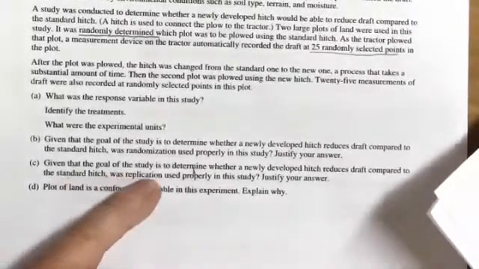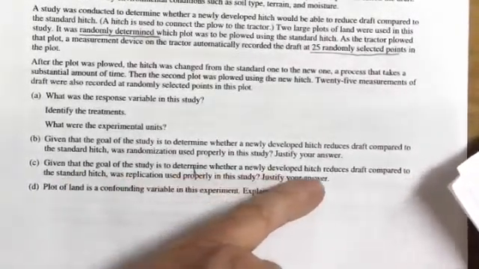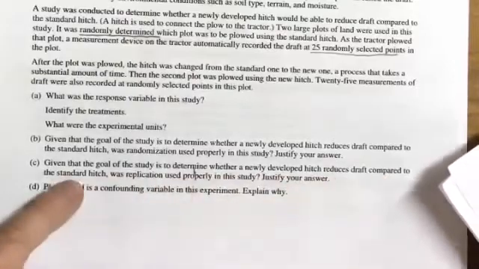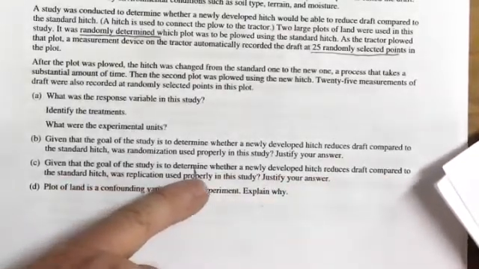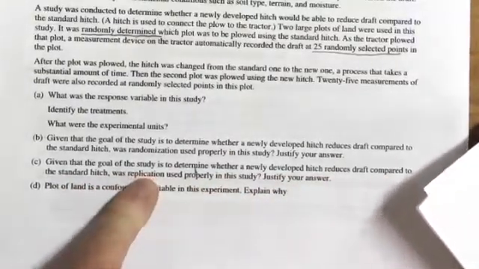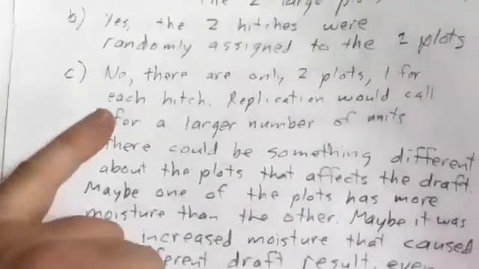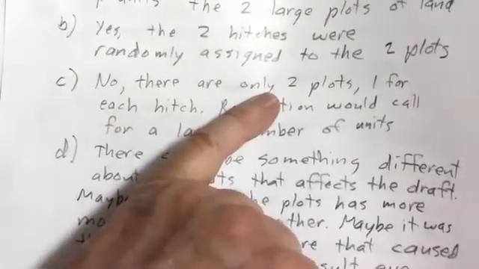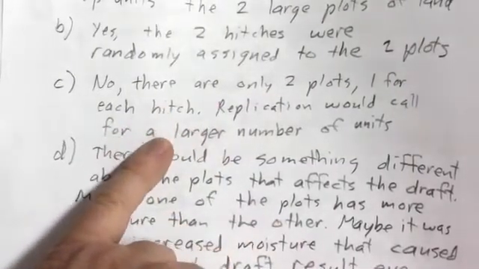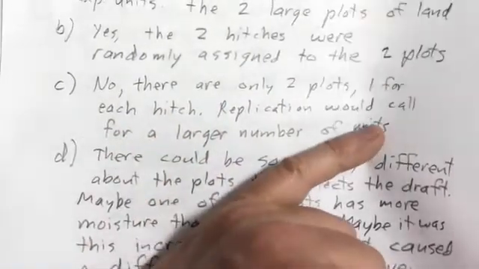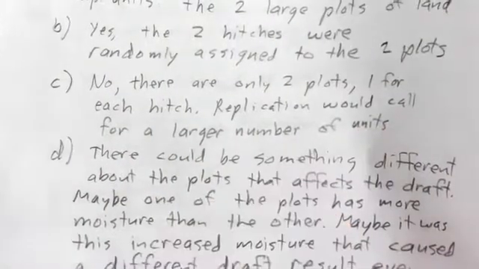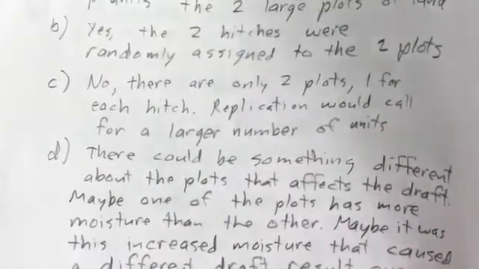Part C: given that the goal of the study is to determine whether a newly developed hitch reduces draft compared to the standard hitch, was replication used properly in this study? Replication just means you have a large enough sample size. Here we do not. No, there were only two plots, one for each hitch. Replication would call for a large number of units. And so that was one of the big problems with this.